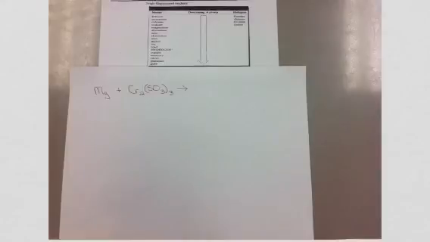This is an explanation of how to do a single replacement reaction. You can tell this is a single replacement because it's got a free, or single, element that's not bonded to anything. That'd be your magnesium.